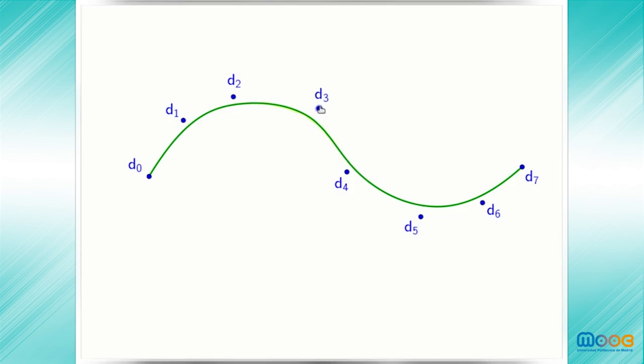When we move the vertex d sub 3, the curve deforms locally, only in a region influenced by the nearby vertices, and it's unchanged far away.